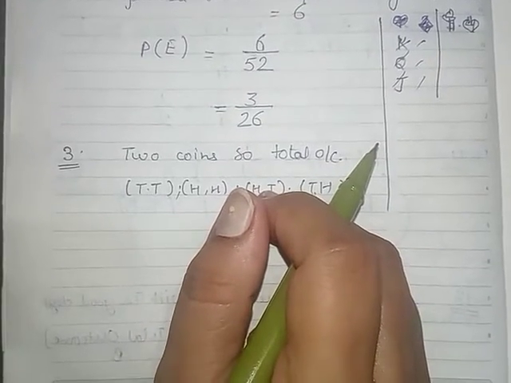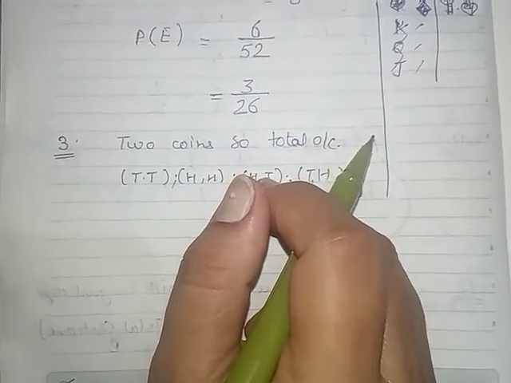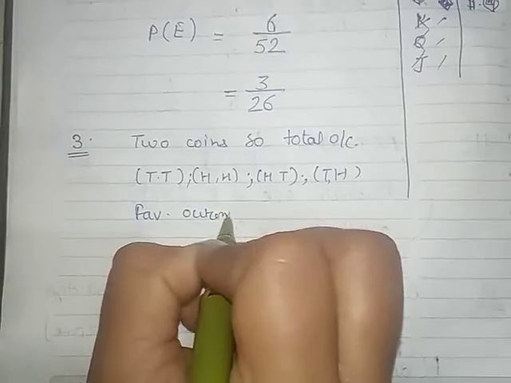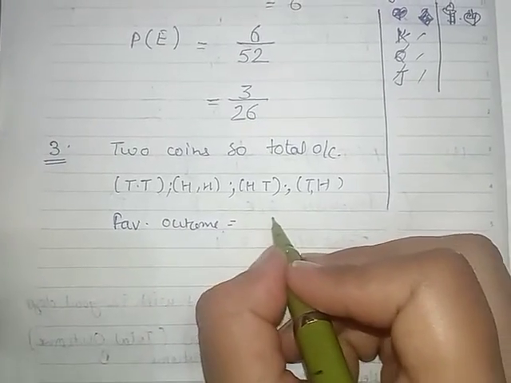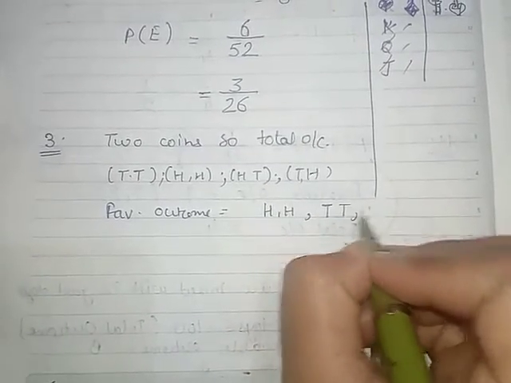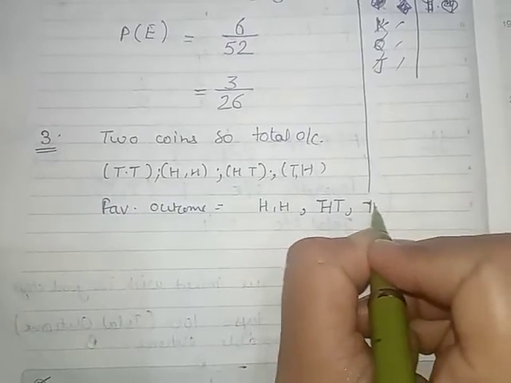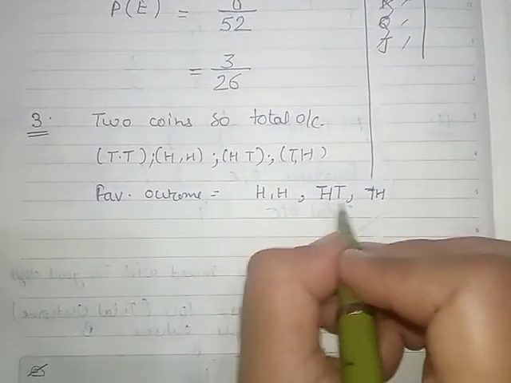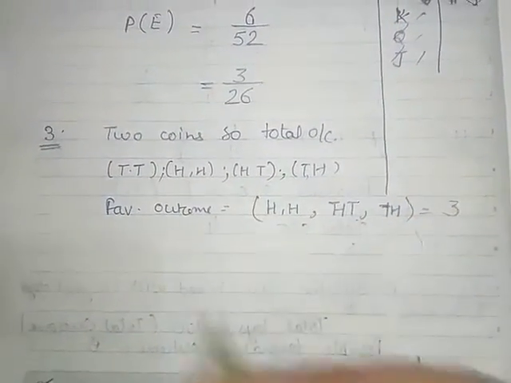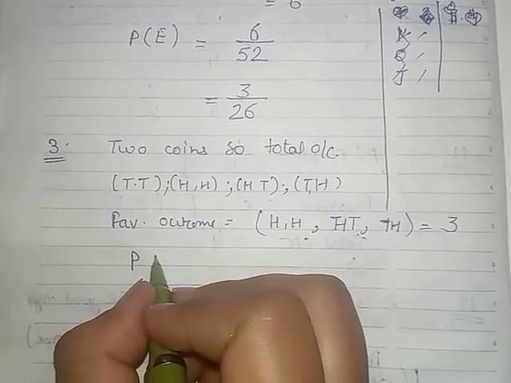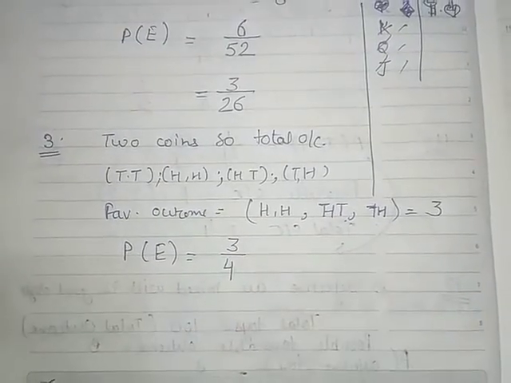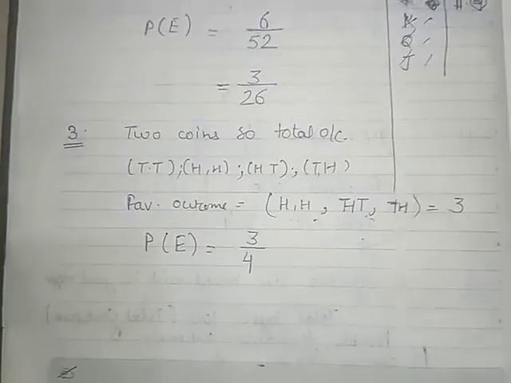They are asking what is the probability of getting at least one head. So the favorable outcomes are head head, head tail and tail head. These are the favorable outcomes in which at least one time the head is coming, that is your 3. So what will be the probability of getting at least one head? It will be favorable outcomes upon total outcomes. So it is also very easy.